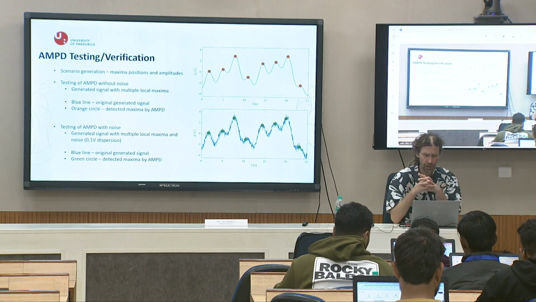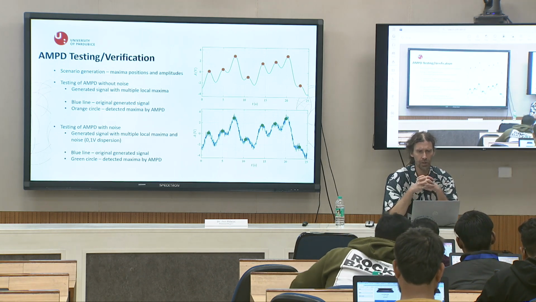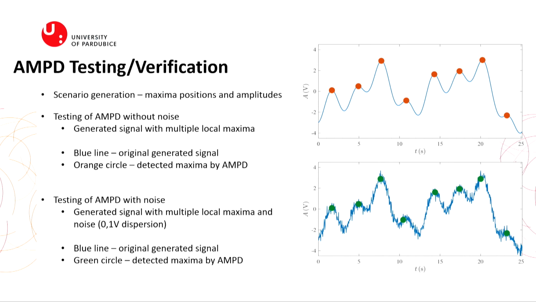So, how did we test and verify this algorithm? We just generate some signal. It is the upper one. Of course, we know where these local maxima are. They are the orange circles, and the goal was testing how this AMPD algorithm will detect these maxima under conditions of different amounts of noise that we add to our signal.